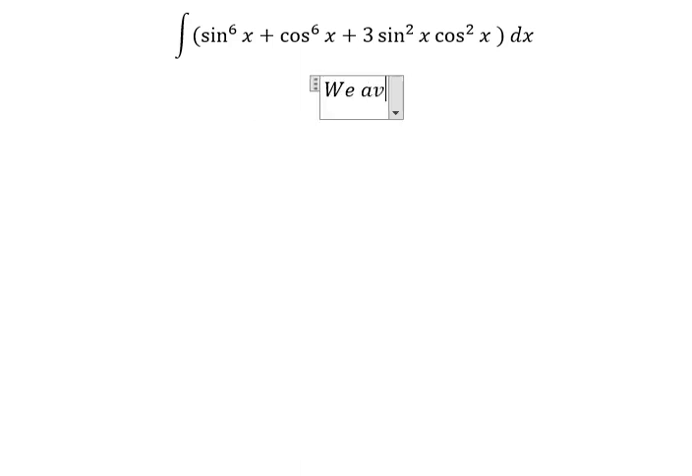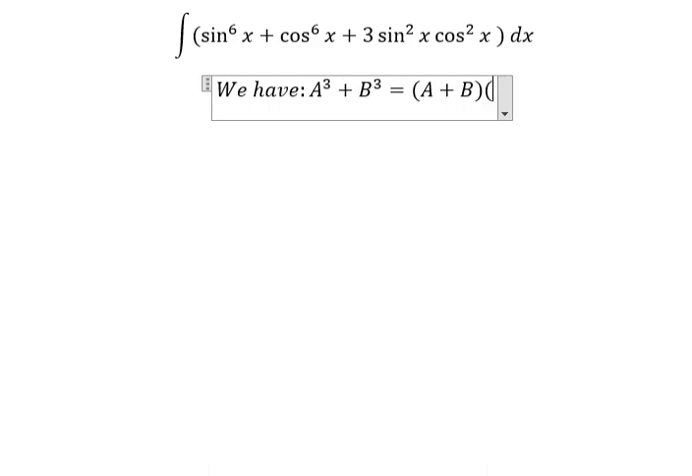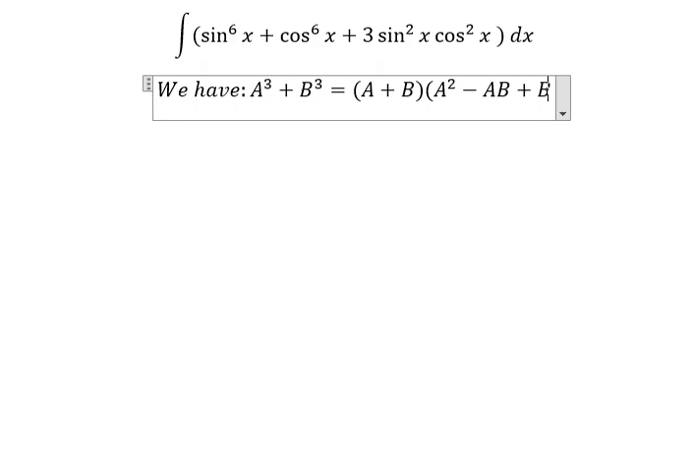We have the formula in here, that is about a to the power of 3 plus b to the power of 3 equal to a plus b multiplied by a square minus ab plus b square.